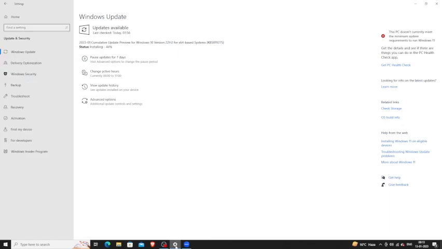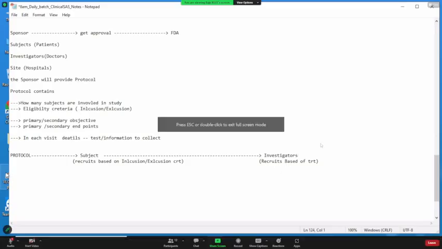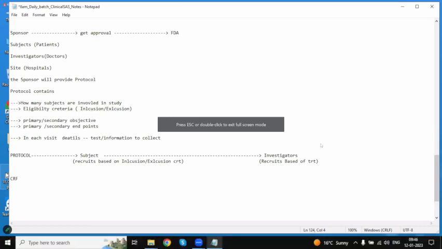Okay. So in this process, the next important document will be the CRF. CRF is nothing but the case report form. So what is this case report form?